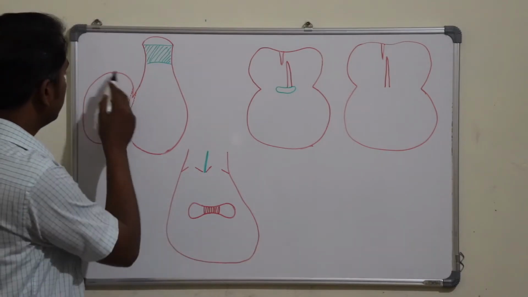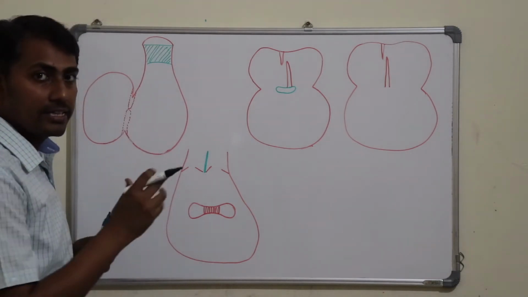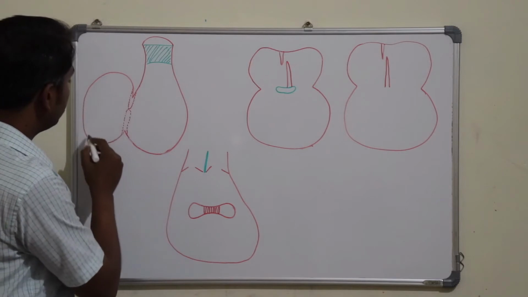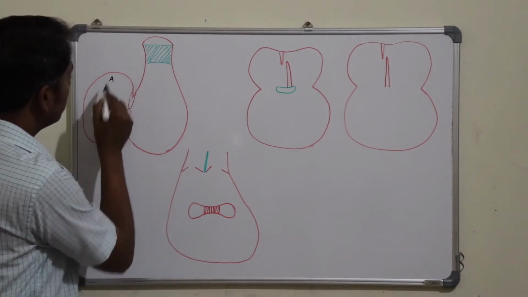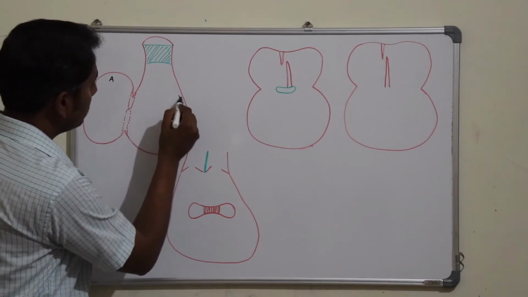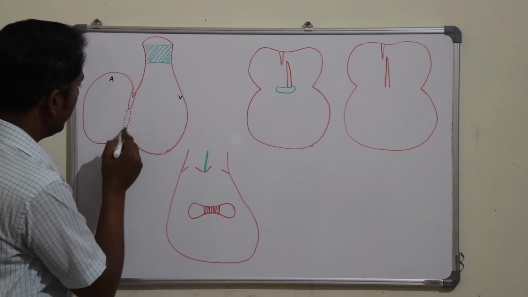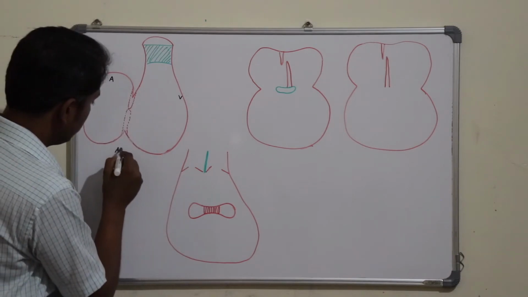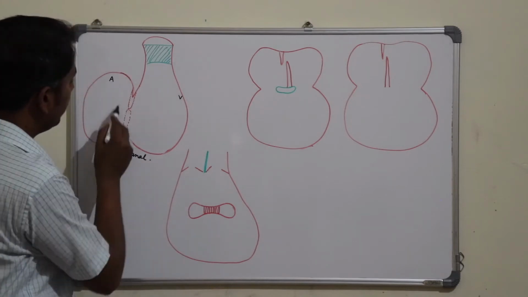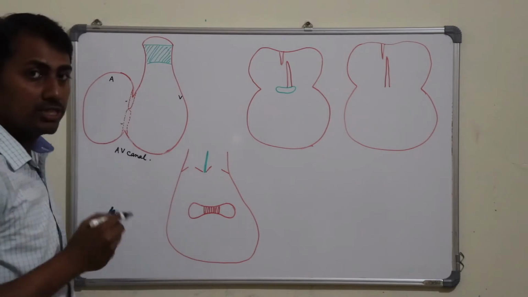So let us see in this first diagram of the developing heart tube from the lateral aspect. This is the common atrial chamber. This is the common ventricular chamber. This is the atrioventricular orifice or the atrioventricular canal. In the atrioventricular canal, we can see two endocardial cushions.